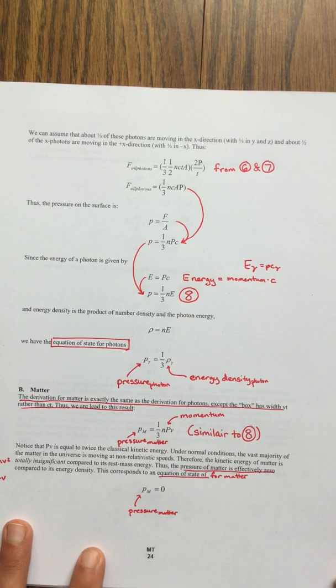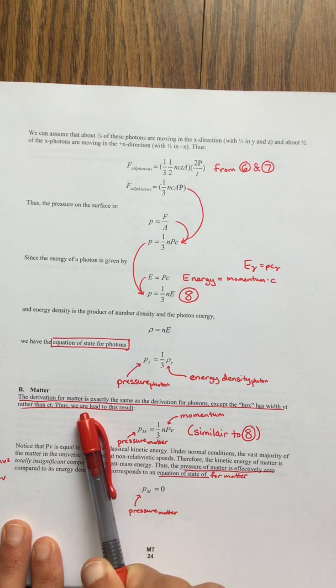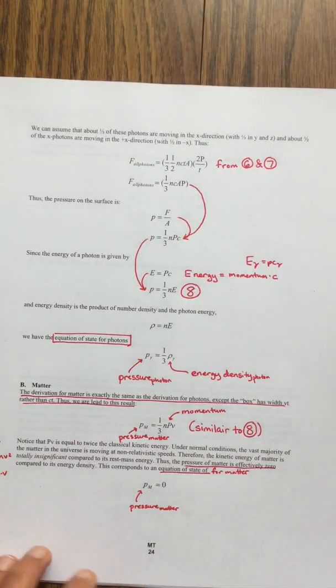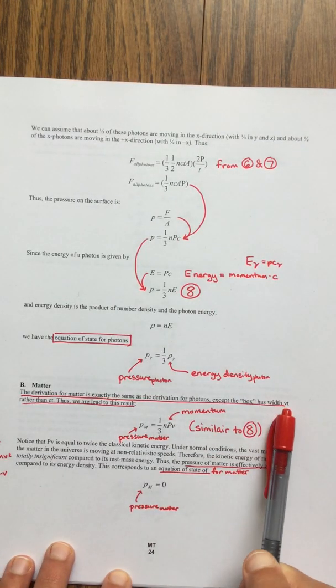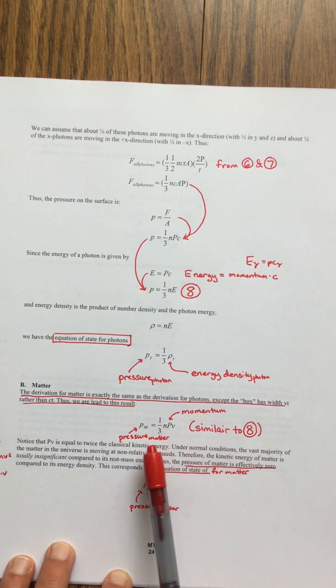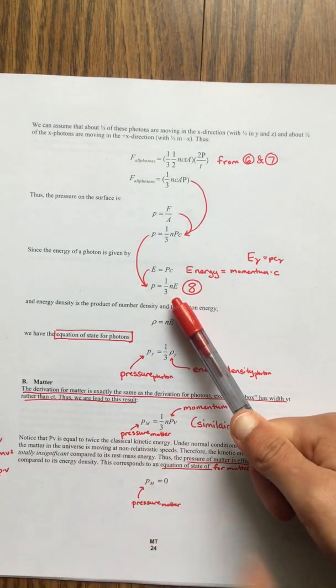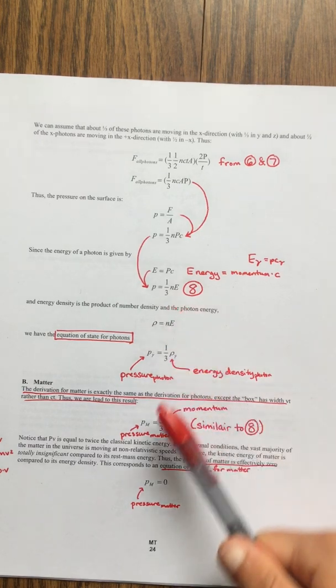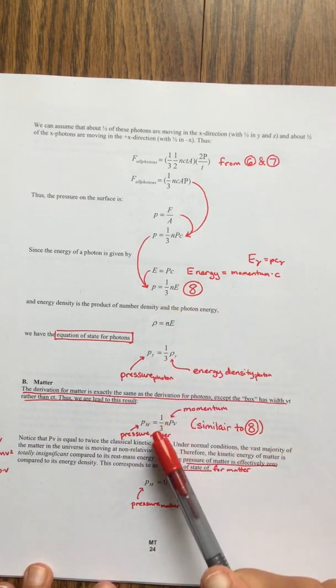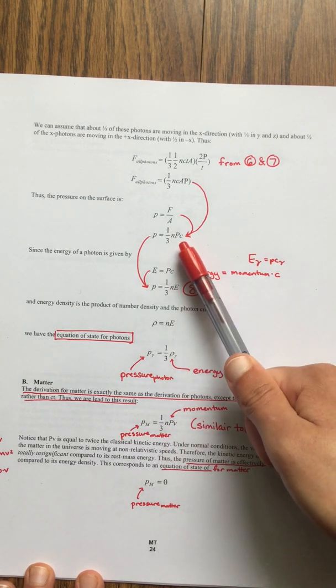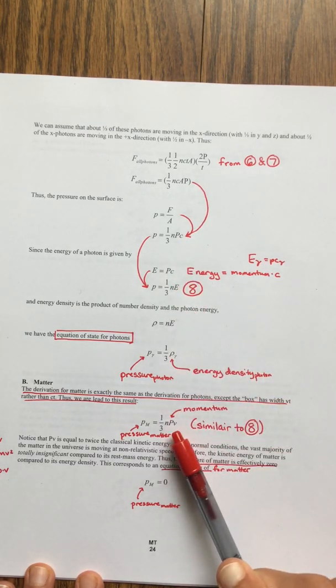Now we're going to look at the equation of state for matter. And the derivation is exactly the same, except that the box that we have here, this was the speed times t. So for matter, the speed would be v instead of c. And so if we make that change, this is just like equation 8. Here we have the pressure is equal to 1/3 times n times the momentum that was pc here, which became E. Now it's just p times v.